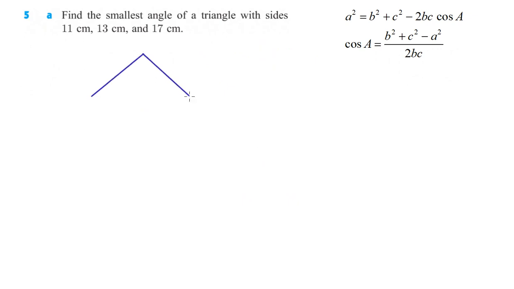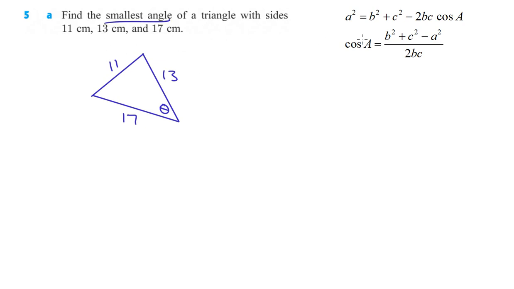So let's just draw something out here. We've got 11, 13, and 17. So small, medium, and large. Now, here's something that will always be true. Across from the smallest side will be the smallest angle. So that's the angle we're going to want to look for, since we're looking for the smallest angle.